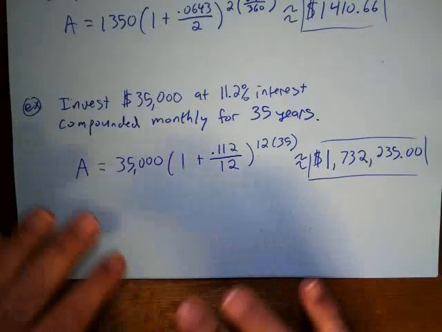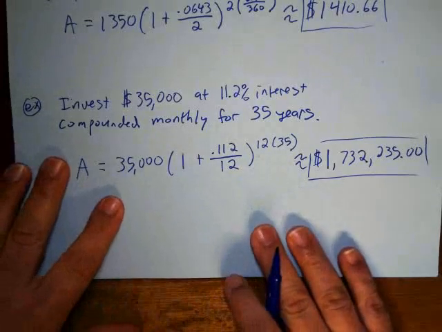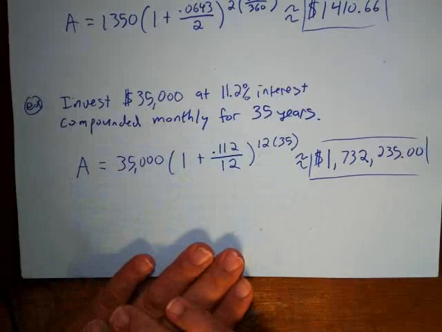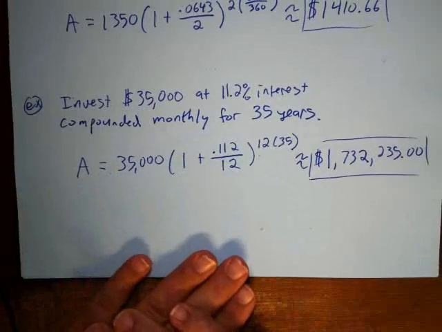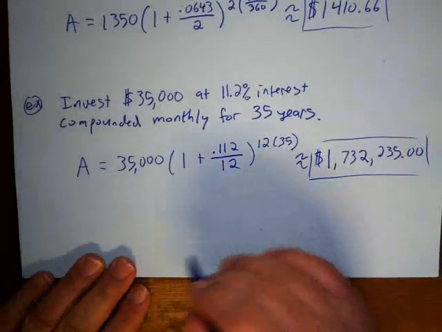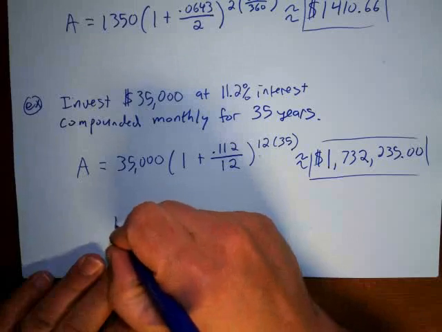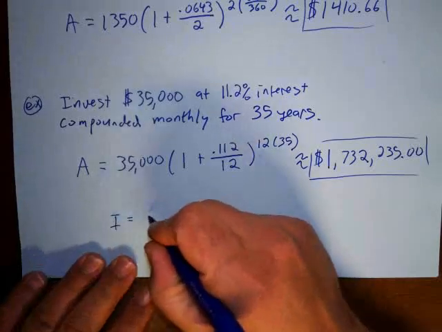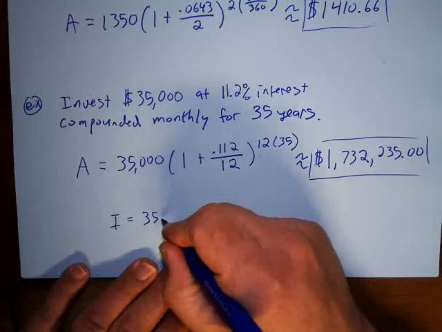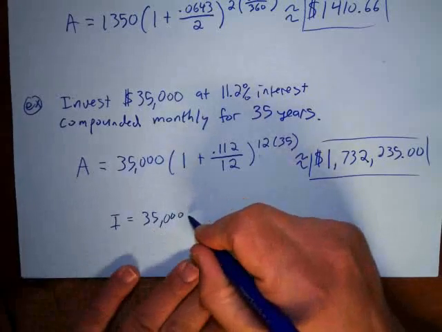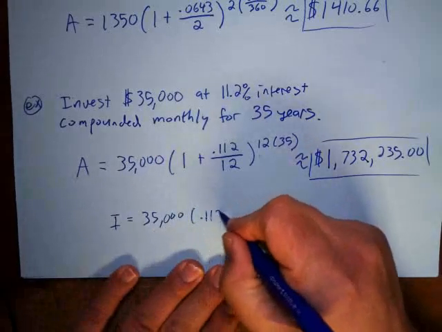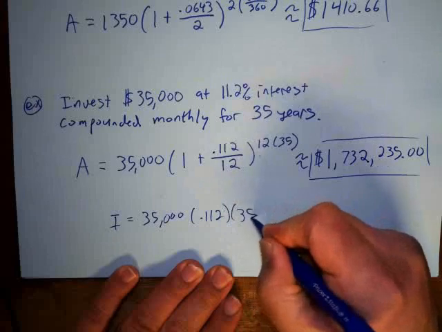And of course, those investments are compound interest. With a simple interest formula, you wouldn't earn nearly as much money. You can actually find out how much you would earn with a simple interest formula. You would just use a simple interest formula at 11.2% interest for 35 years.